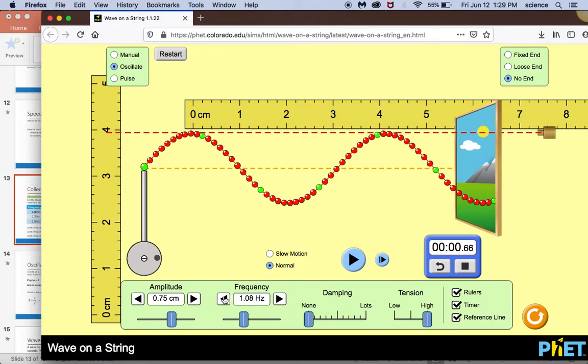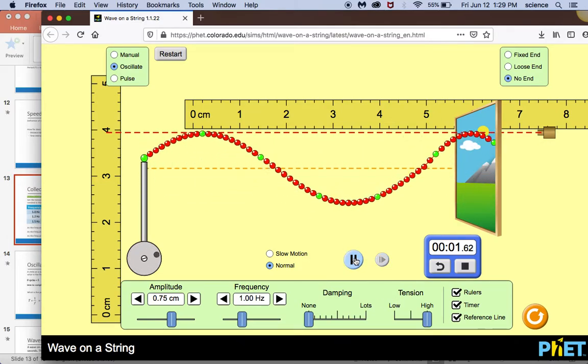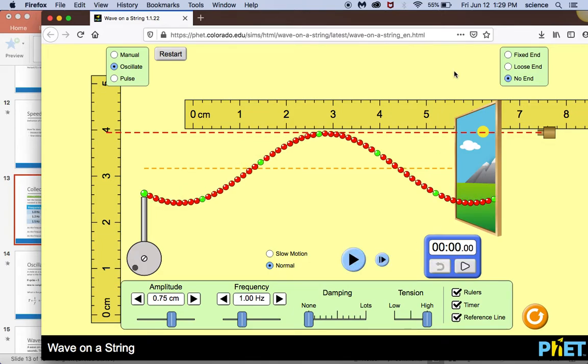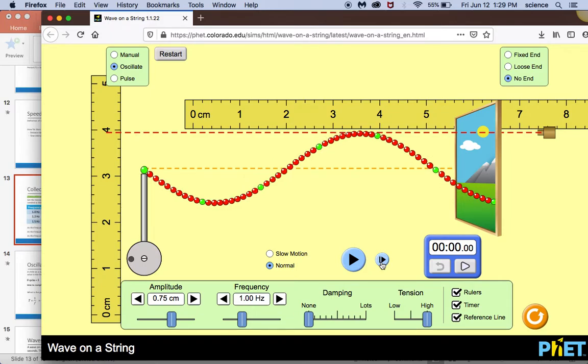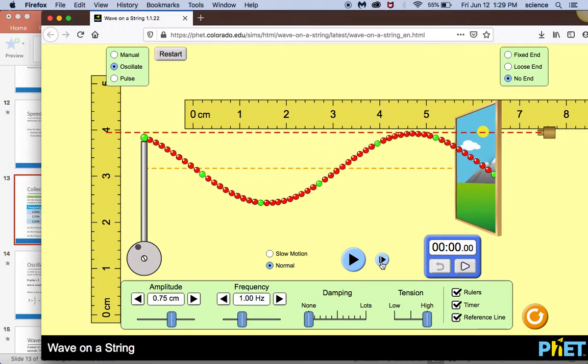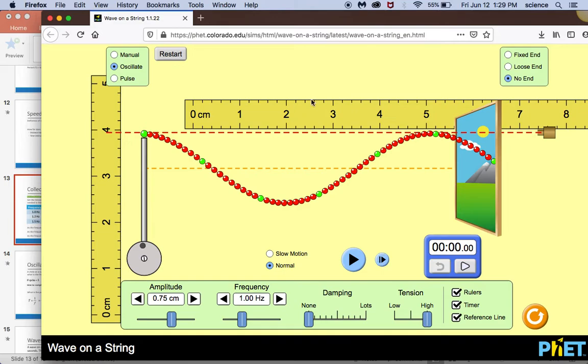I'm going the wrong way. So my frequency is 1 hertz. I'm going to hit play, then pause. I'm going to reset the timer, and I am going to step this forward so that I start it at the maximum.